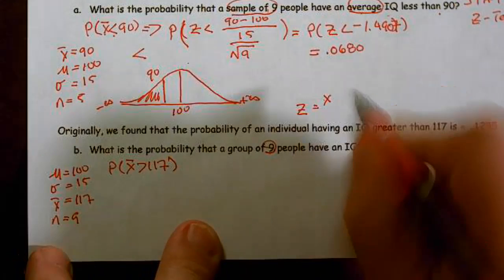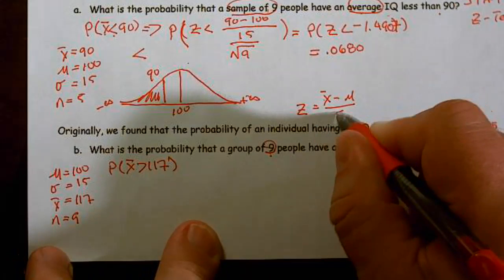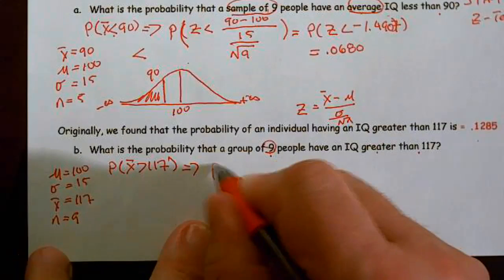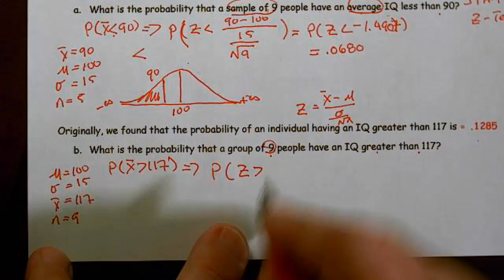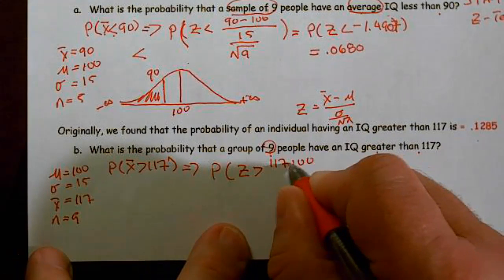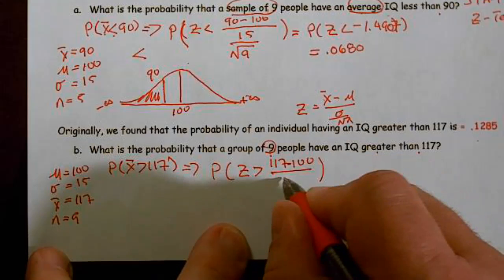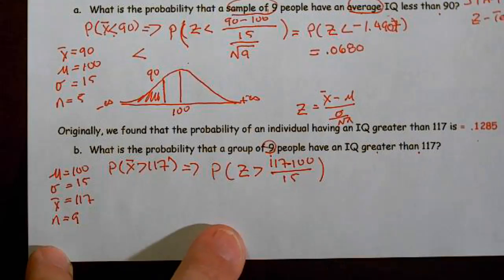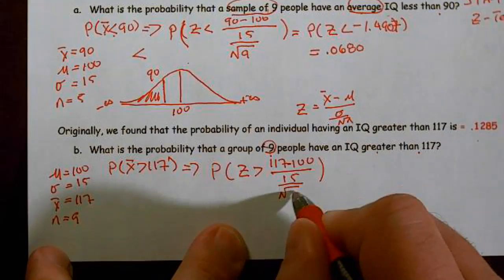Because we have multiple values, we're going to be using X bar minus mu over sigma divided by the square root of n. So this is going to be the probability that Z is greater than 117 minus 100 over 15. Well, that's exactly what we wrote on page 1, but since we have a group, we need to divide by the square root of 9.